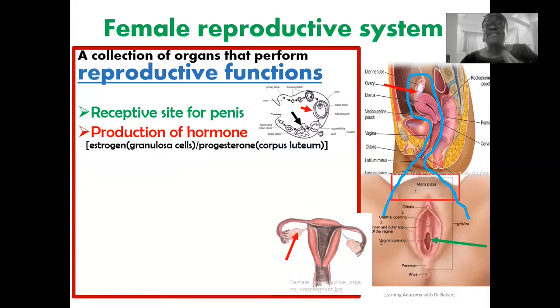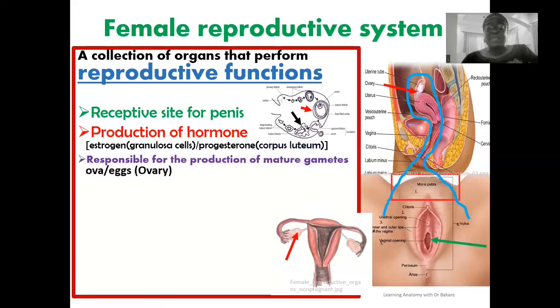Then also going to the next function, the female reproductive system is responsible for the production of mature sex gametes. These sex gametes are basically ovum or the egg. So the production of a mature egg that is fertilizable is also a responsibility of the female reproductive system. And of course, this process occurs within the ovary. Within the ovary is this structure that is expressed above.